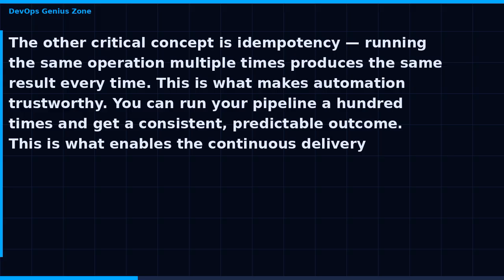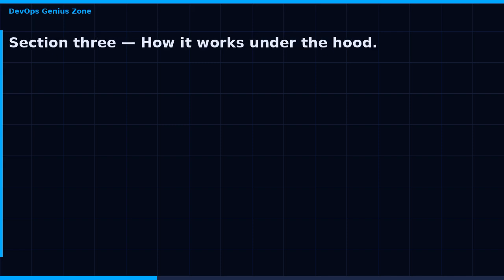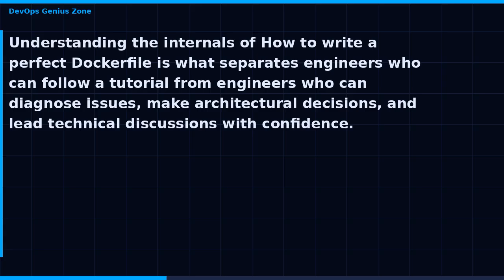Section 3: How it works under the hood. Understanding the internals of how to write a perfect Dockerfile is what separates engineers who can follow a tutorial from engineers who can diagnose issues, make architectural decisions, and lead technical discussions with confidence. When you interact with how to write a perfect Dockerfile, there is a control layer that receives your instructions, validates them, computes the difference between the current state and your desired state, and then executes the operations needed to close that gap. This reconciliation loop runs continuously.